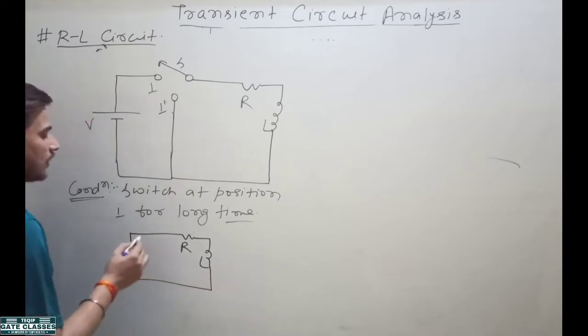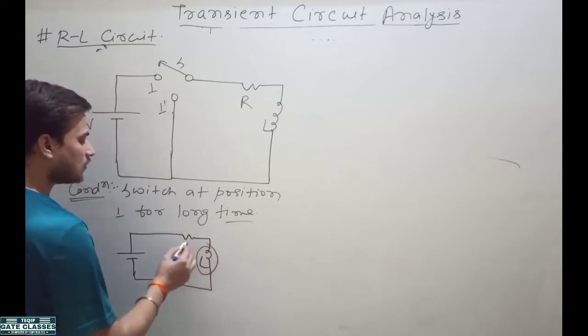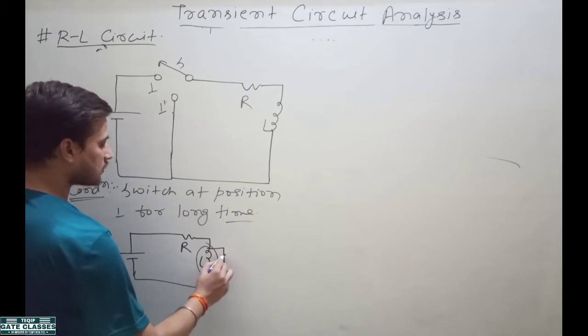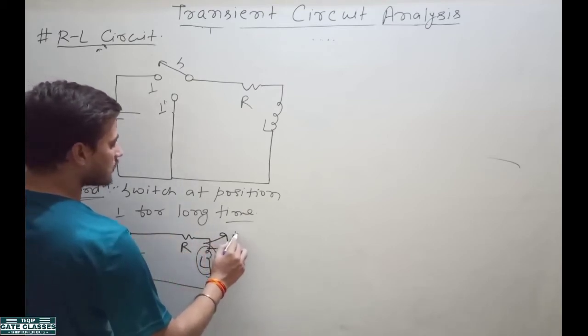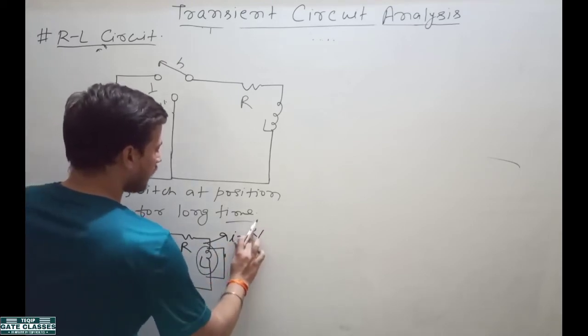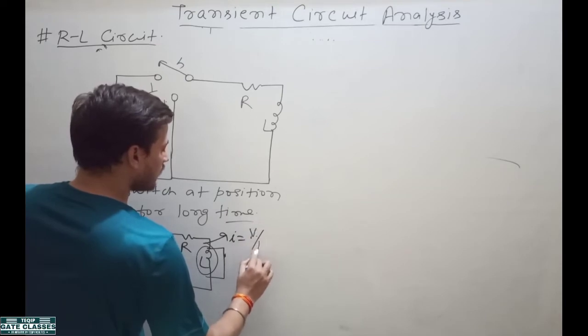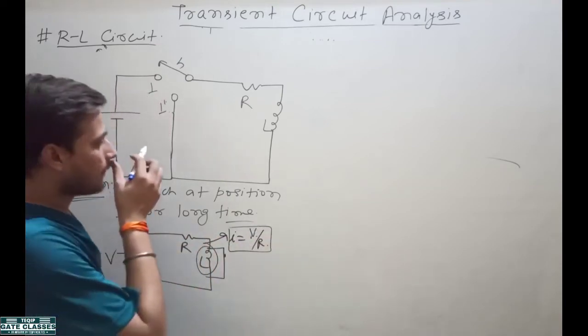So when it was there for a long time, that means the inductor would have been short circuited. So we'll short circuit the inductor. If the inductor was short circuited, then current was equal to V by R. Clear? Inductor was short circuited, current was equal to V by R.